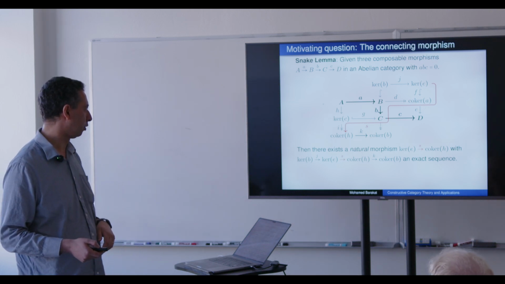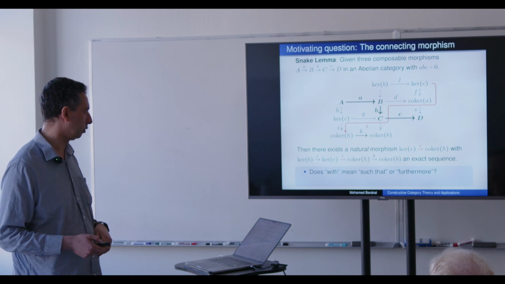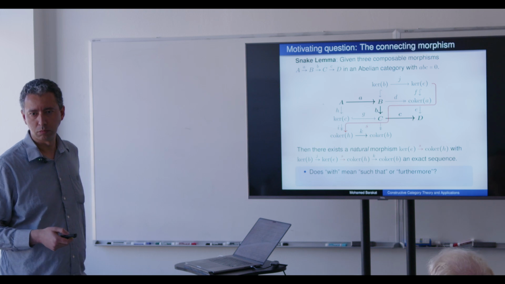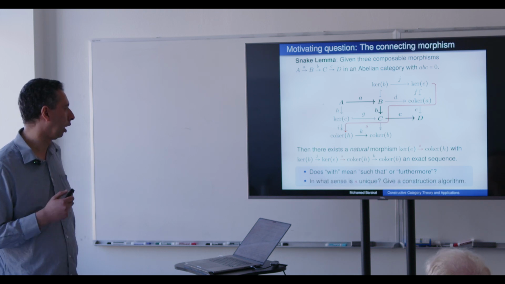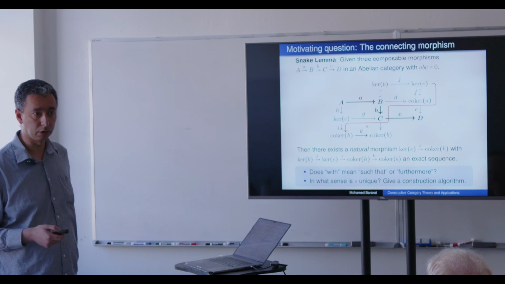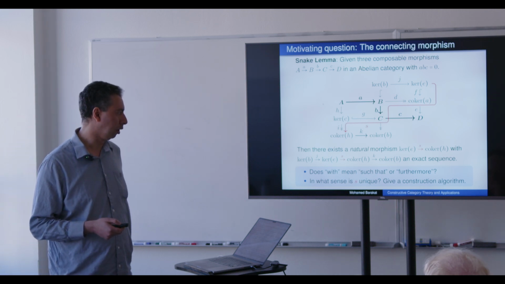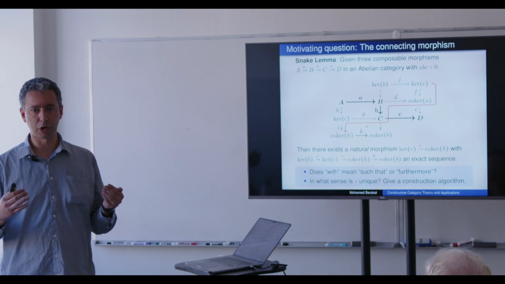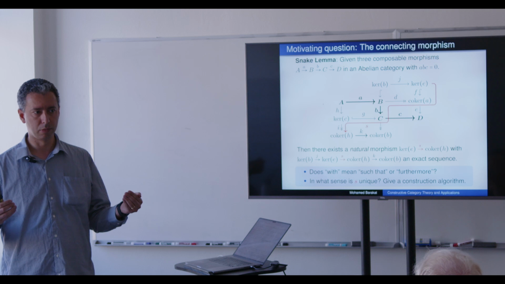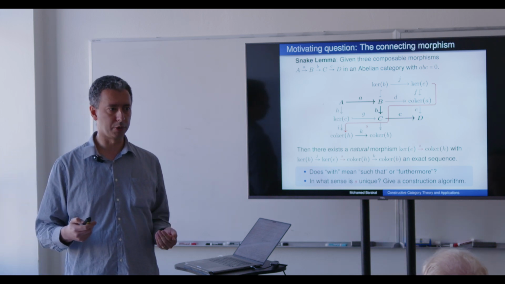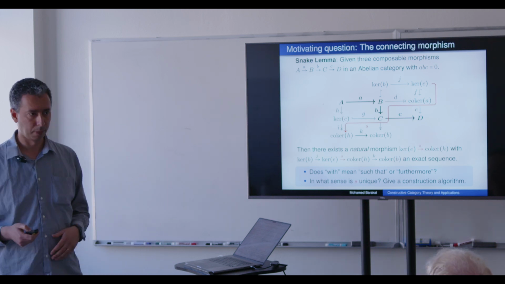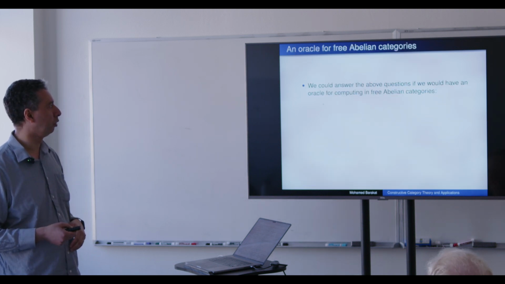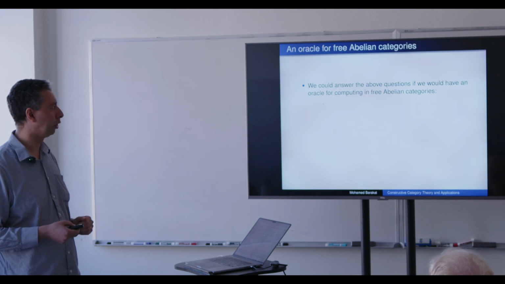There are two questions we might ask at least. Furthermore, in what sense is this S unique? And it would be wonderful if we could get a construction algorithm. But the goal is to get the construction algorithm as a derived algorithm. This is why we're searching for so-called UA algorithms, having all these guys as special cases. So we could answer the above questions if we would have an oracle for computing in free abelian categories.